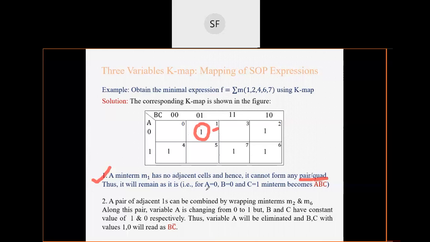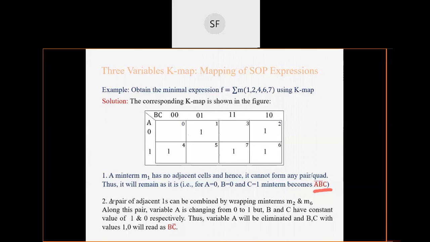So for A equals 0, what are the values for this minterm? A is 0 and BC is 0 1. A equals 0, B equals 0, and C equals 1. So the minterm becomes, again since this is SOP, complement represents 0 and 1 will represent the variable itself. So you can observe it will be A bar, B bar, C.